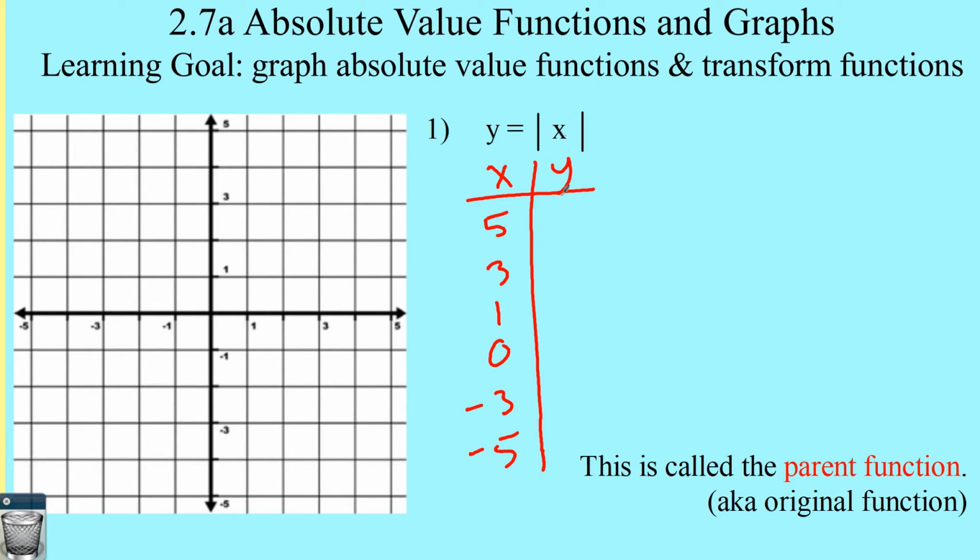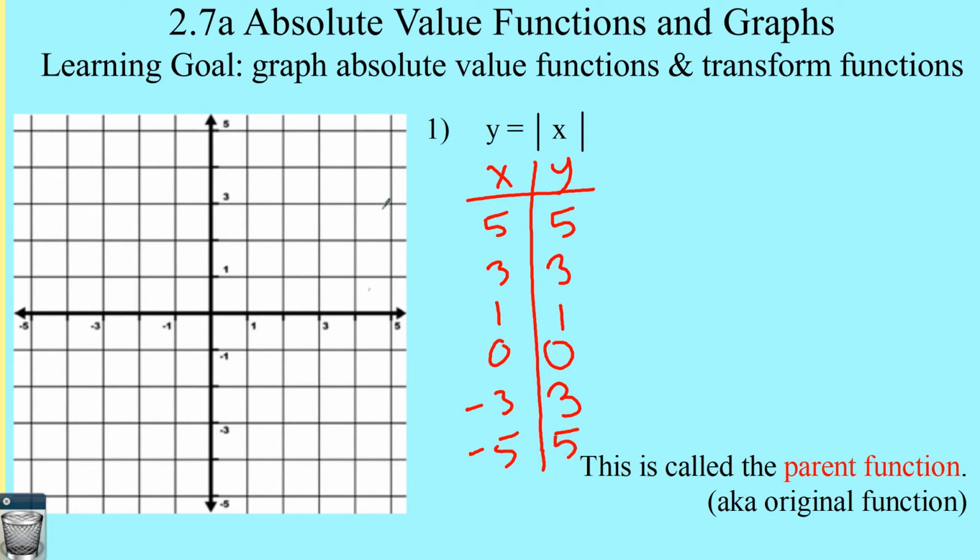Well, the absolute value of 5 is just 5. Plug in 3. The absolute value of 3 is 3. Plug in 1 for x. You get 1, plug in 0, 0. Now here's where it gets interesting. The absolute value of -3 is just +3. The absolute value of -5 is just +5.